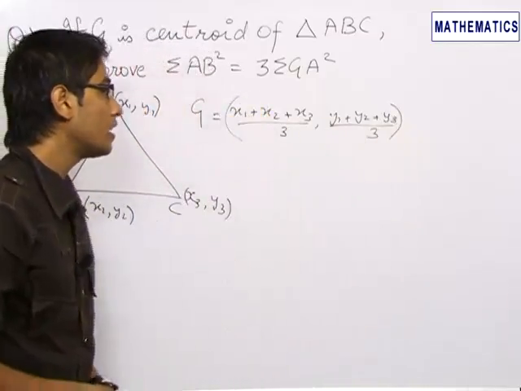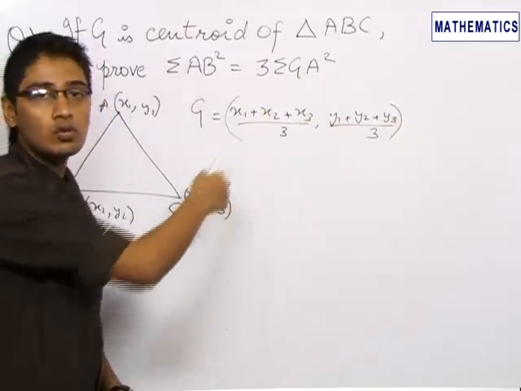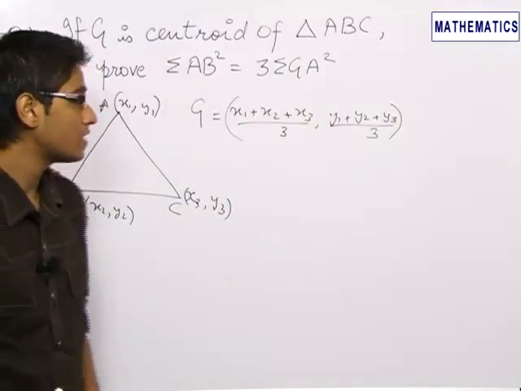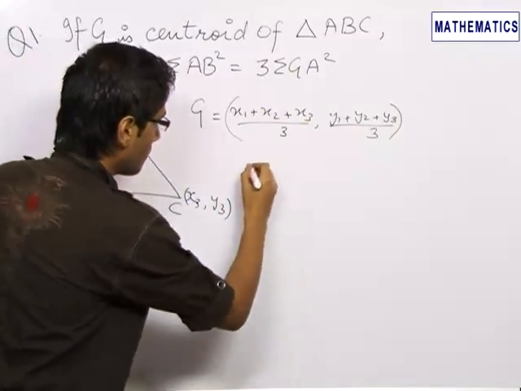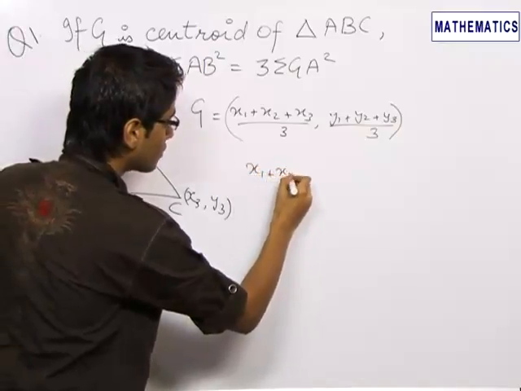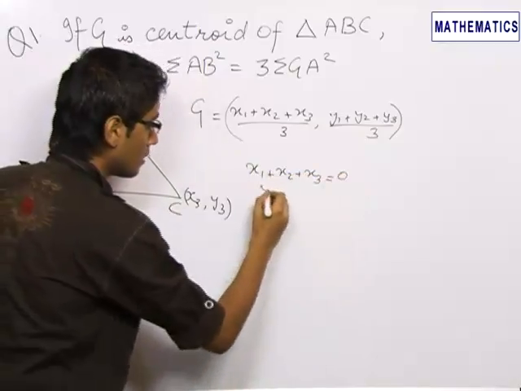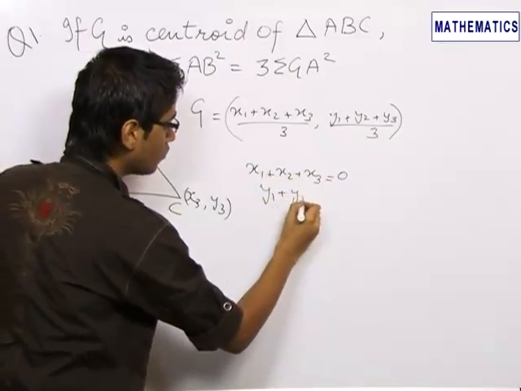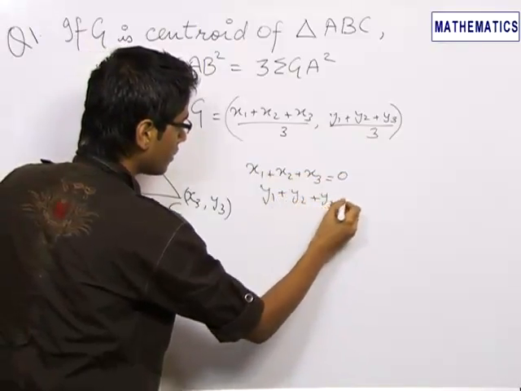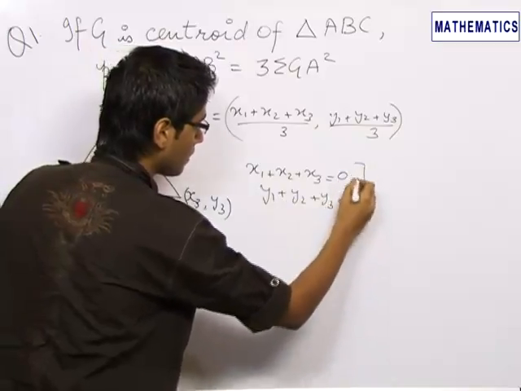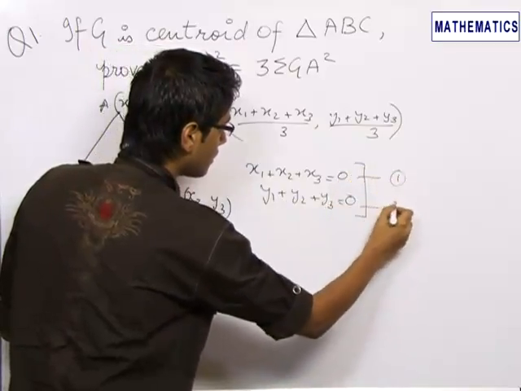Now in the analytical method, for simplicity we choose the coordinates of the centroid as the origin. So x1 plus x2 plus x3 becomes equal to 0 and y1 plus y2 plus y3 equals 0 as well. This is our first and this is our second equation.